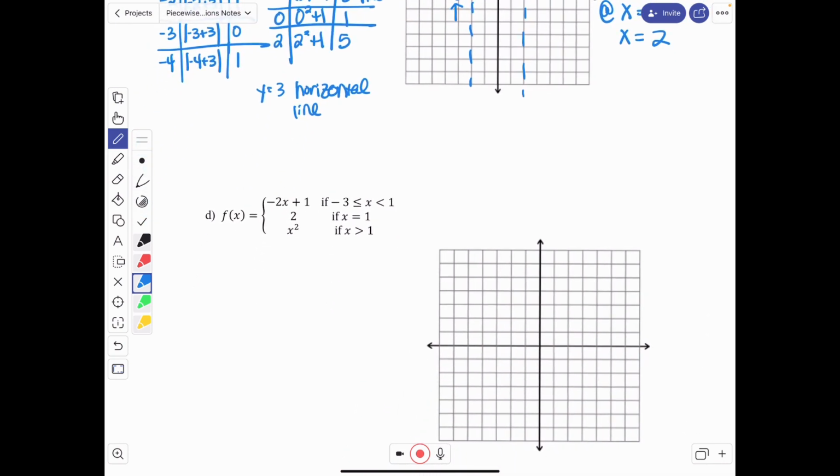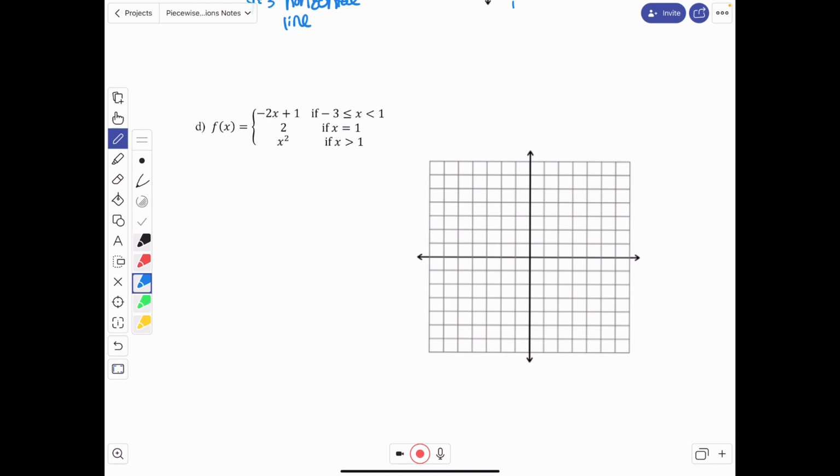Okay, last one we'll look at here. Let's look at our fences first. We've got the -3 and we've got 1. We've only got 2 fences on this one. So -3, and we've got +1. So -2x plus 1 is between -3 and 1. 2 is actually just on that line. And then the x squared is to the right of 1. So if we start with -2x plus 1.